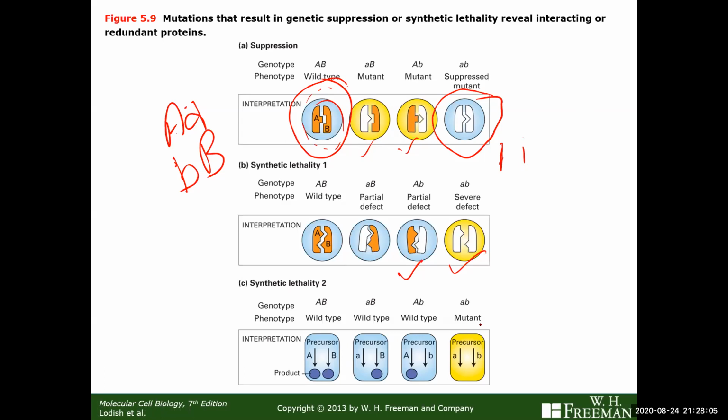So the difference between this and this is that here, by synthetic lethality, you get interacting partners, and here synthetic lethality means two parallel pathways. Now, after you have gotten a pair of synthetic lethal alleles, you will then have to do further experiments to figure out whether we are talking about two interacting gene products or two gene products that are acting in parallel pathways.